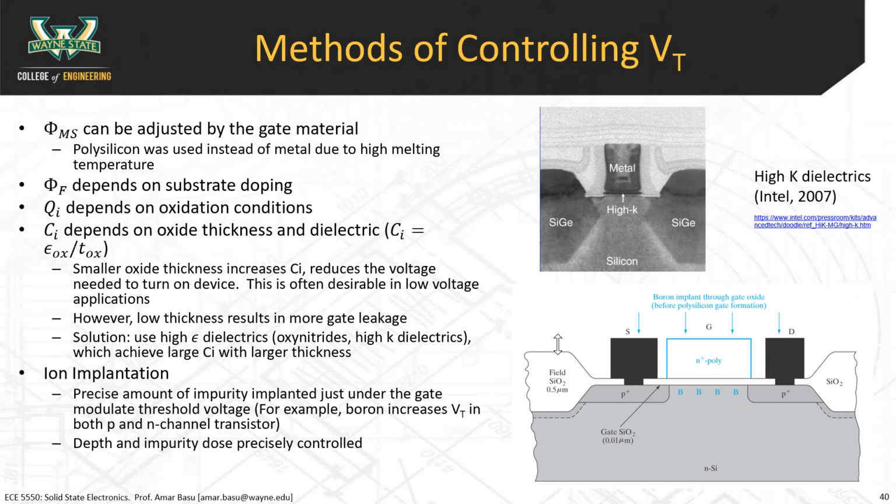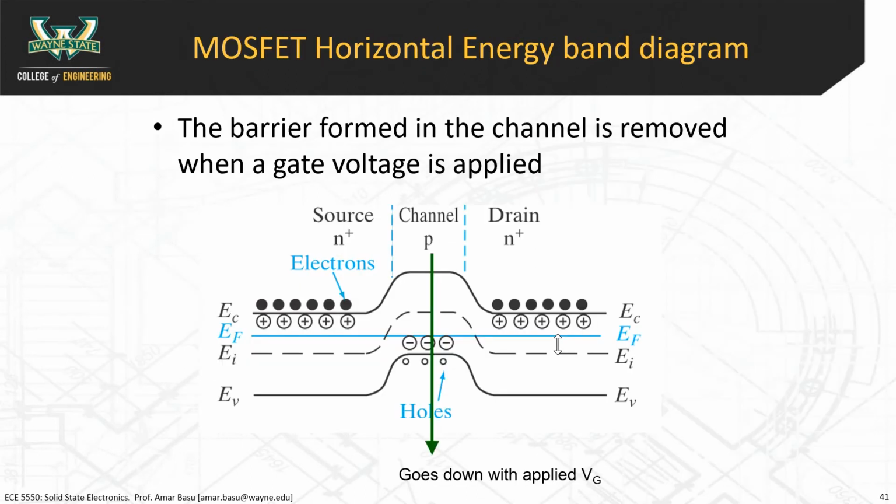All right, so let's see. So I mentioned ion implantation. It's a way to control the threshold voltages; the depth and impurity dose can be controlled. All right, so this is an energy band diagram in the horizontal direction. I wanted to just go over this quickly with you, because all the energy band diagrams we've done so far have been going in the vertical direction, going from the metal, to the oxide, to the semiconductor.